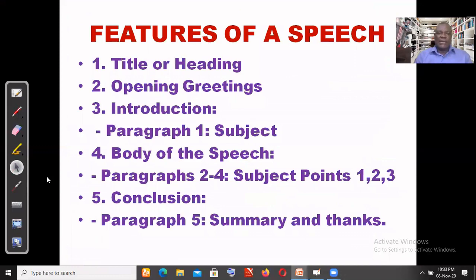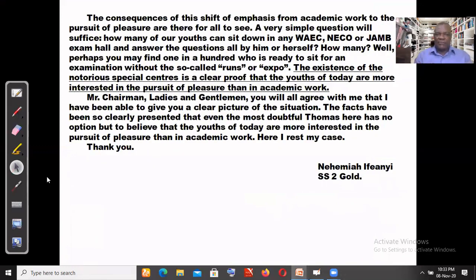So here we are trying to let the audience see the consequences of this particular situation. Because when you are presenting a speech, you want your audience to see very clearly the point you are making by giving illustrations, giving examples, giving analogies. All these are very important.